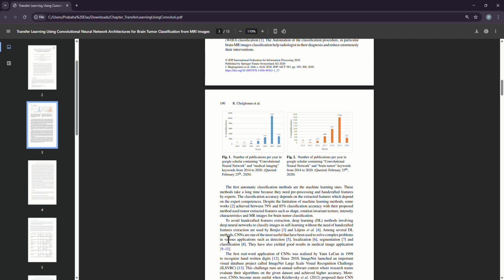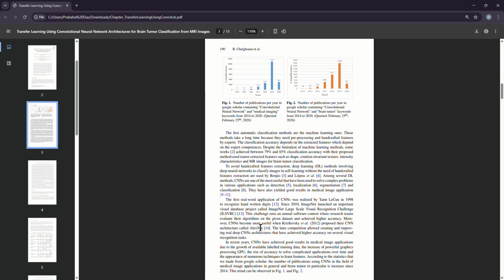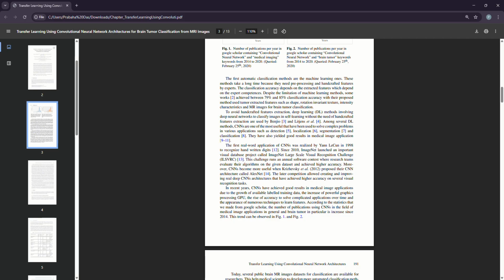Traditional machine learning approaches rely on handcrafted features and require expert knowledge. Deep learning, specifically CNNs, can automatically extract these features and improve accuracy without manual feature engineering. CNNs have been widely successful in medical imaging for detection, localization, segmentation, and classification.